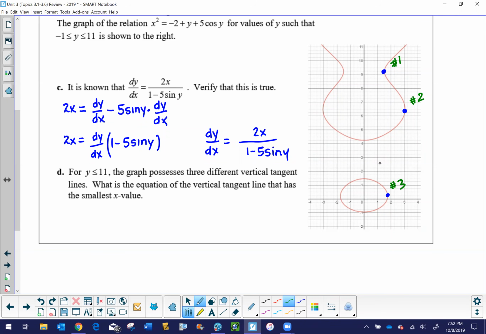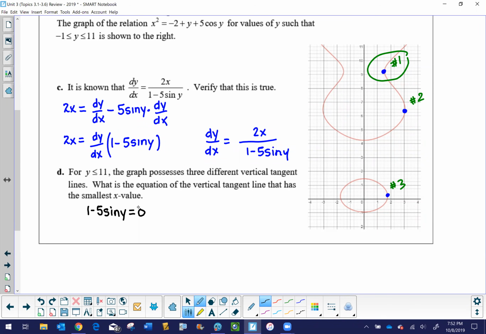So basically, you guys, I'm wanting you all to find what's going on at dot number 1. That's what I want to see, that's what I want to have happen. So in order to make that happen, a vertical tangent line occurs when the denominator of your derivative is equal to 0. Everybody okay with that? All right.